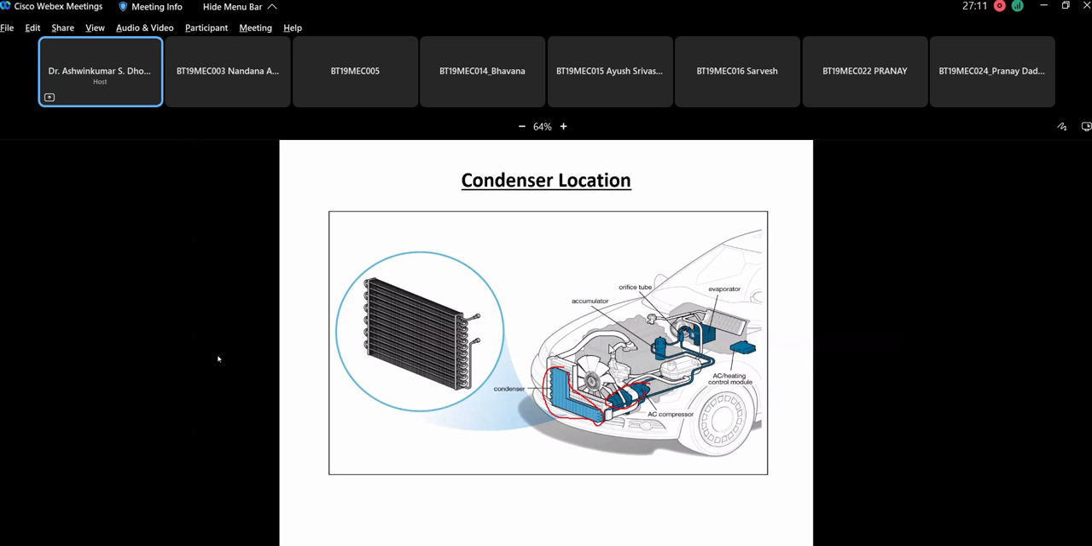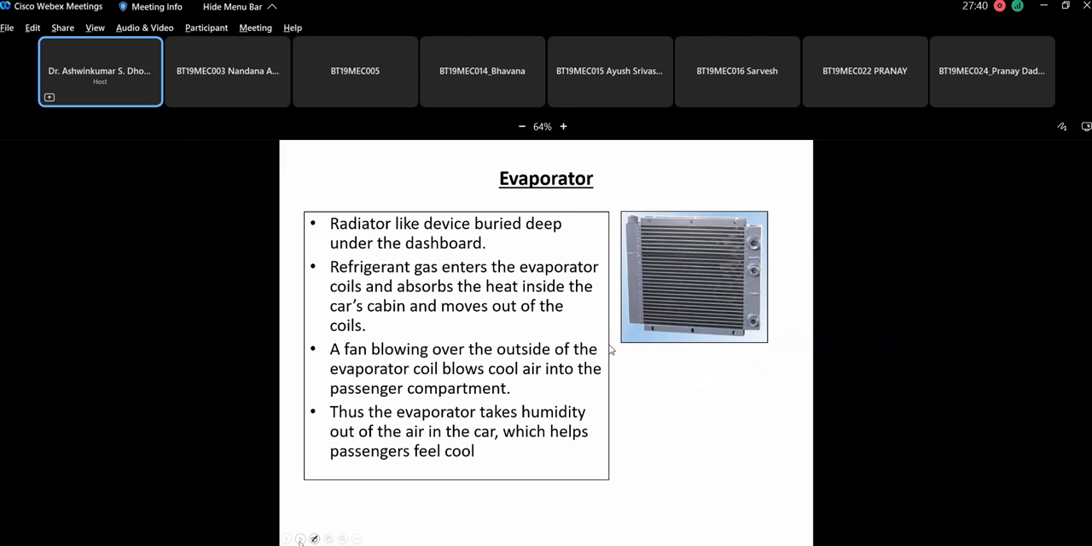That is why I said that whenever you try to design the vehicle, the biggest challenge is to give the coordinates of each component and each group so that they can play their role in that particular space itself. So making a compact vehicle is a very challenging task as far as the engine compartment is concerned. So after this, now the evaporator, it is a radiator-like device buried deep under the dashboard.